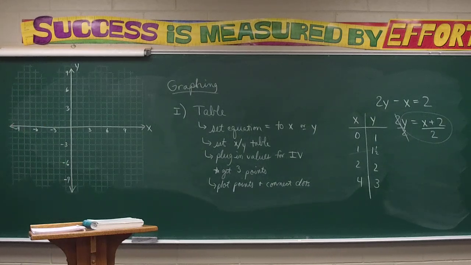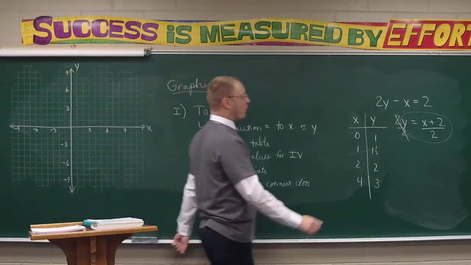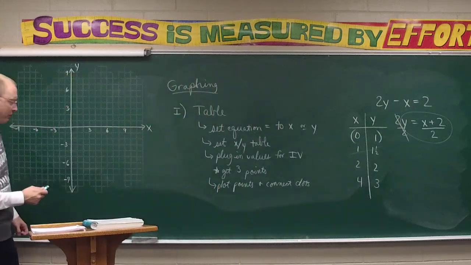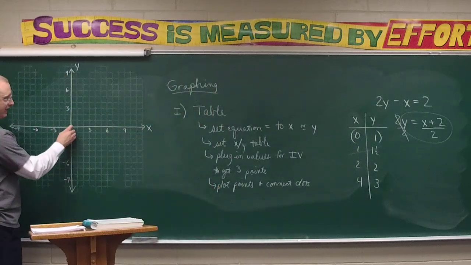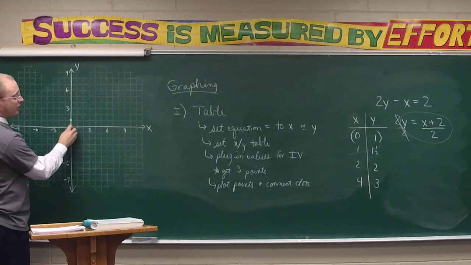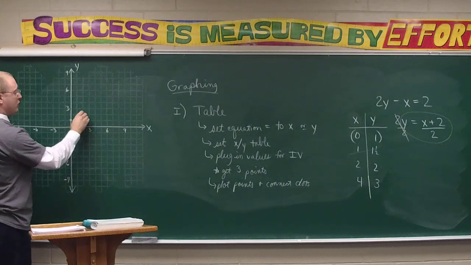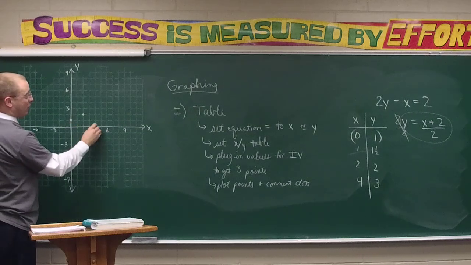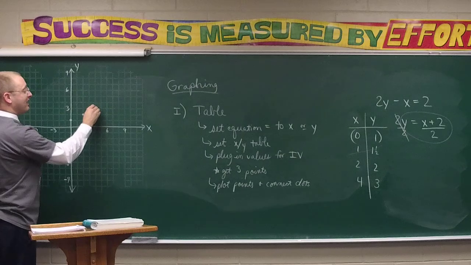Anyway, all right, so we plot our points. Our first point is the point 0, 1. So class, we go over nothing and up 1. Then, starting from the origin, we go over 2 and up 2. Then, starting at the origin, we go over 4 and up 3.